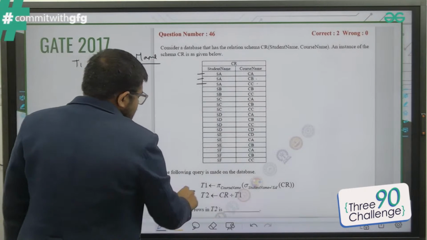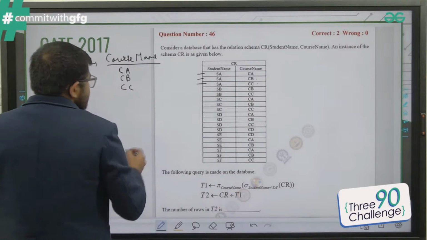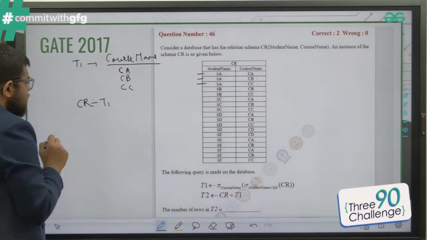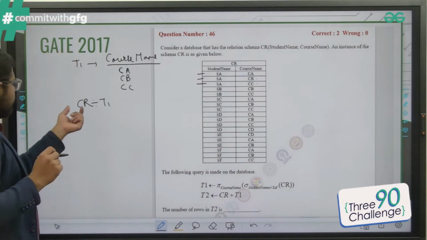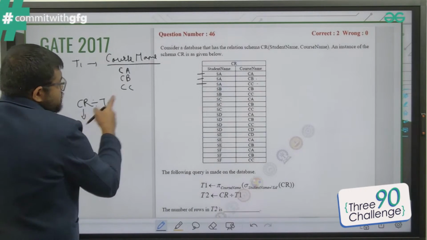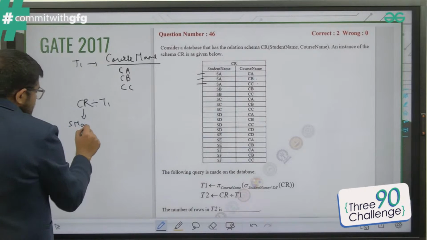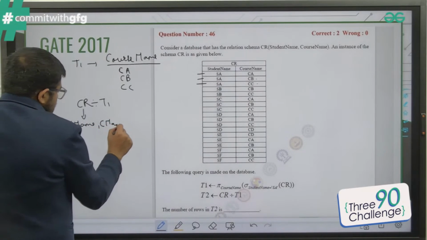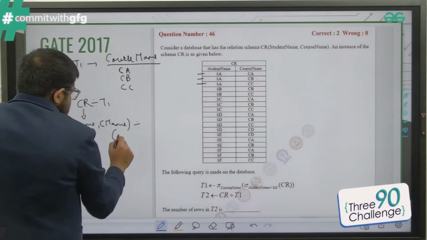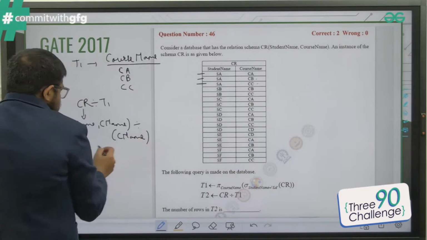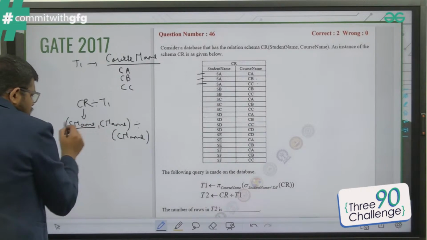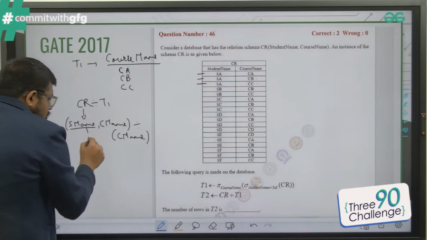And in T2 you take CR divided by T1. So it is CR division operator T1. Now what is the meaning of division operator? From CR, first of all, what is the schema of CR? It is student name, I am writing in short, and course name. Division T1, what is the schema for this? It is course name. So when you apply the division operator, what you will get is the name of students who are enrolled in every course.